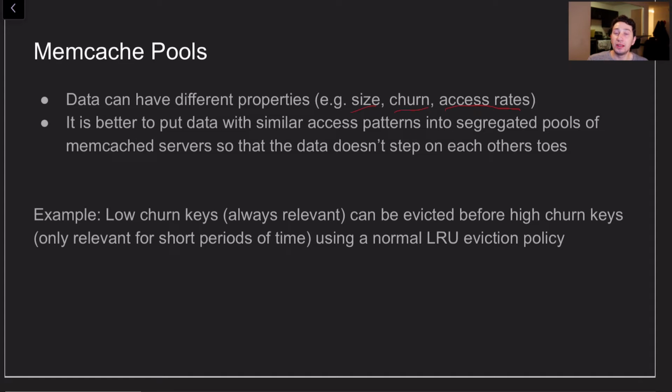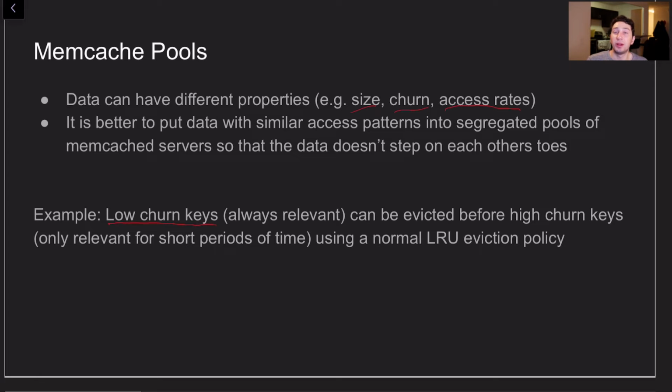Certain data is being accessed very infrequently. And so ideally, what you want to do is store data in the same Memcache pool, which is basically just a set of Memcache servers that have similar properties, because if you don't, you can have certain bad scenarios that come about from different access patterns. One example that they gave was this concept of low churn keys, right? A low churn key is one that's rarely being evicted from the cache, or in theory shouldn't be evicted from the cache because it's always being asked for.